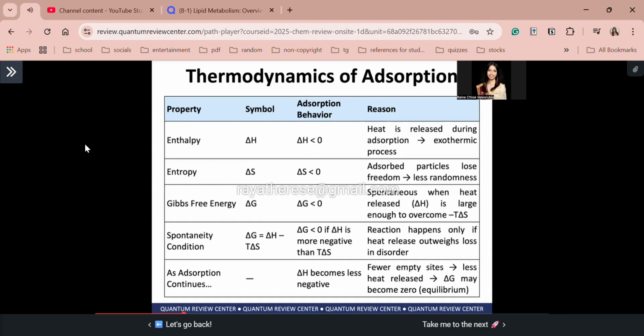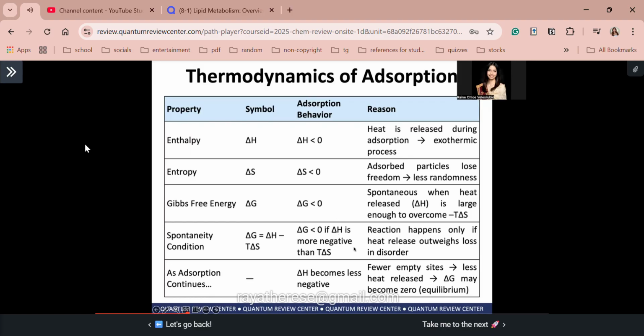Kasi syempre guys, pag bound na sila sa surface, pag nag-adhere na sa surface, okay, their freedom to move is being restricted. Therefore, entropy decreases. Okay? Next, for a reaction to be spontaneous guys, diba, syempre delta G must be less than 0. So, it is spontaneous when heat is being released. Again, spontaneous lang, based on this equation, ang ating adsorption reaction.